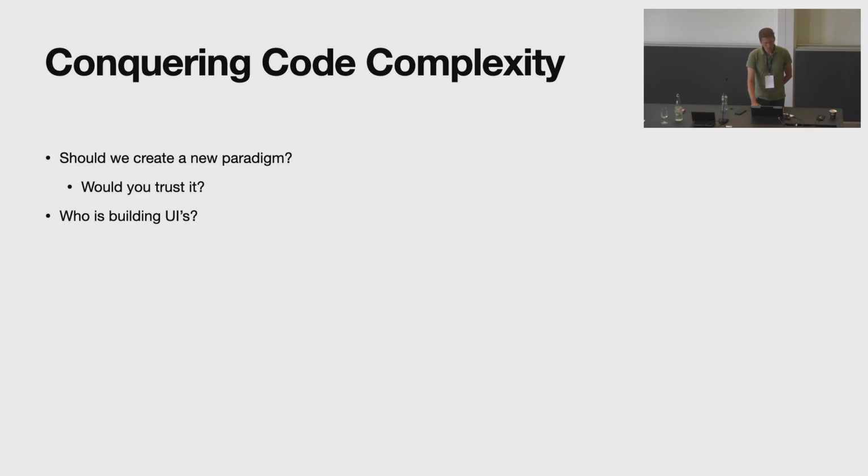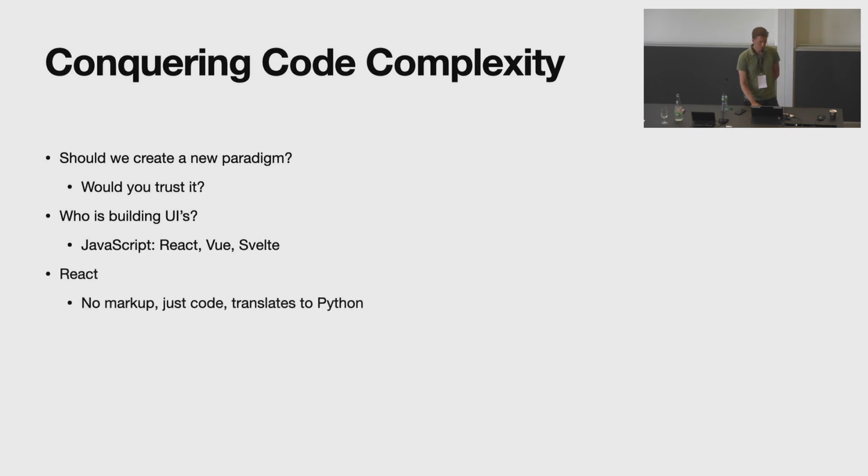So who's actually building UIs in the world? That's actually the JavaScript community. They're building a lot of UIs. And the biggest websites or apps are built using React, Vue, and Svelte. And actually React is something that is really easy to translate to Python because there's no HTML markup. It's just code. So this is really a candidate that translates well to Python.